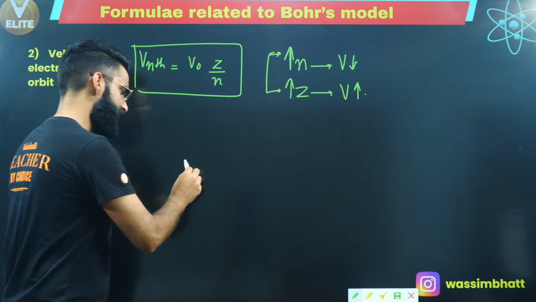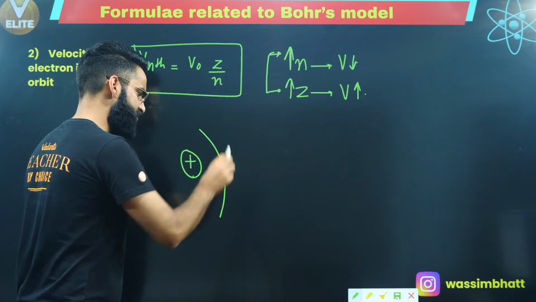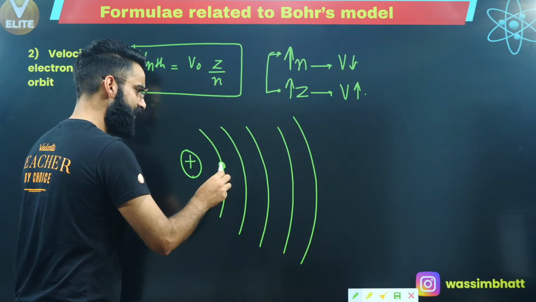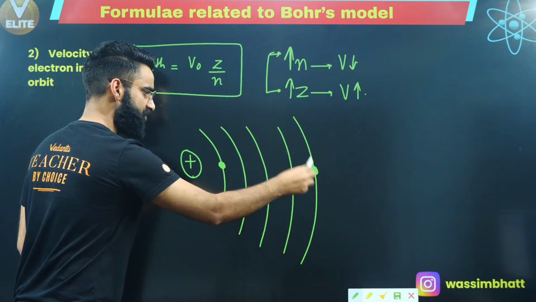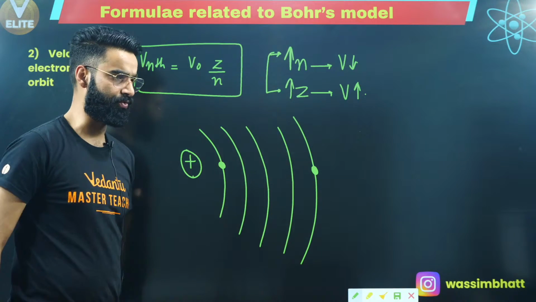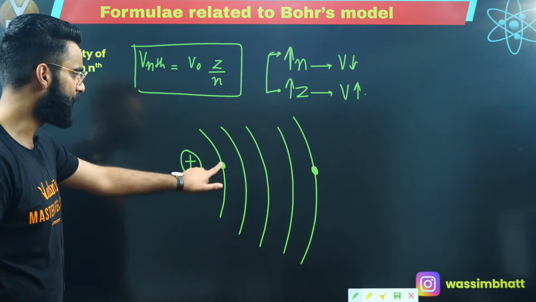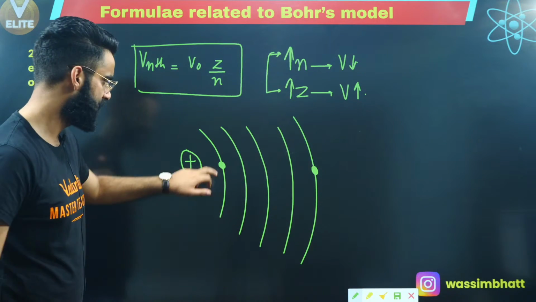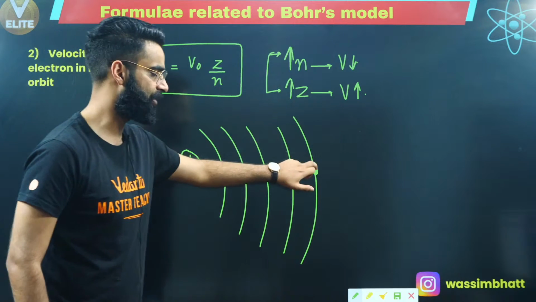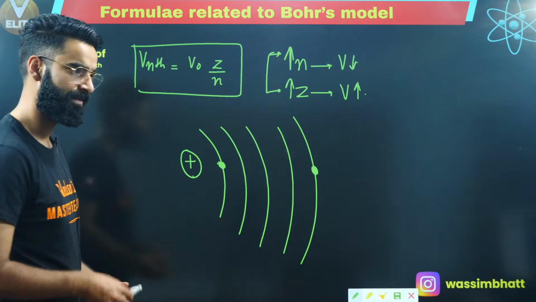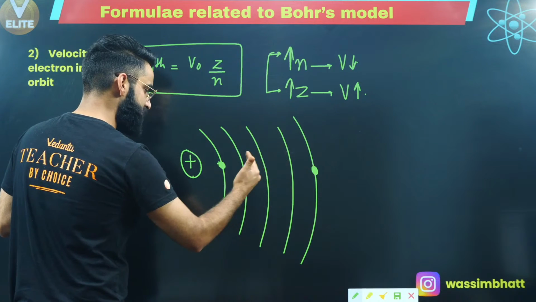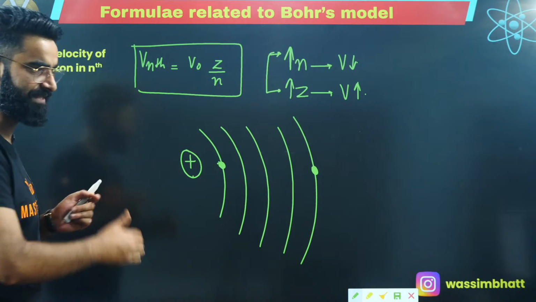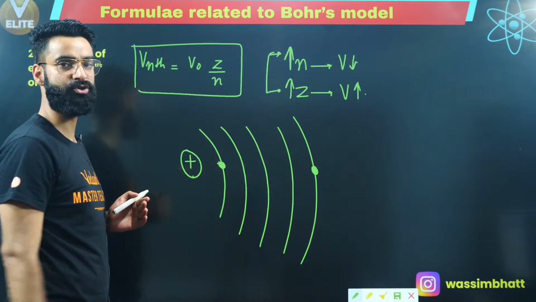For example, let me give you a scenario like this. This is the nucleus, first shell, second shell, third shell, fourth shell, fifth shell. The electron is moving in this shell, and the same electron is moving in this shell. Where will the speed of electron be more? Wherever shell number is less, velocity of electron will be more. So over here, velocity of electron will be more. Over here, velocity of electron will be less. As simple as that. So as the electron comes closer to the nucleus, the speed with which it moves increases. As the electron goes far from the nucleus, the speed with which it moves decreases.